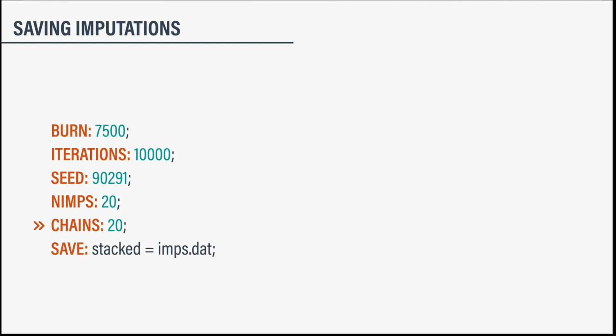This setup saves the filled-in data from the final iteration of each MCMC process, which ensures that the imputations aren't autocorrelated. Finally, the save command specifies the format and file name for the imputed data. The stacked format shown here appends the 20 data sets to the same file, which I name imps.dat. Because I'm not using a file path, the imputations are saved to the same folder as the Blimp script.